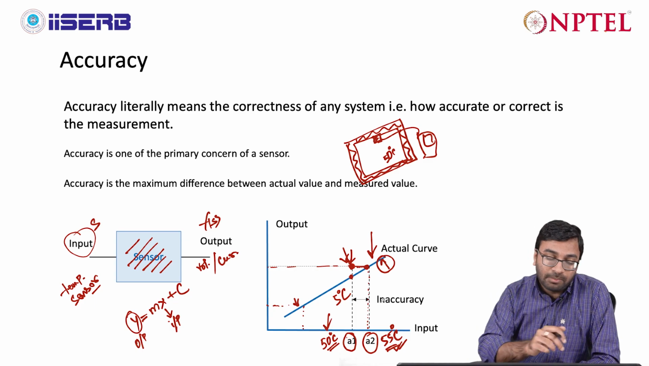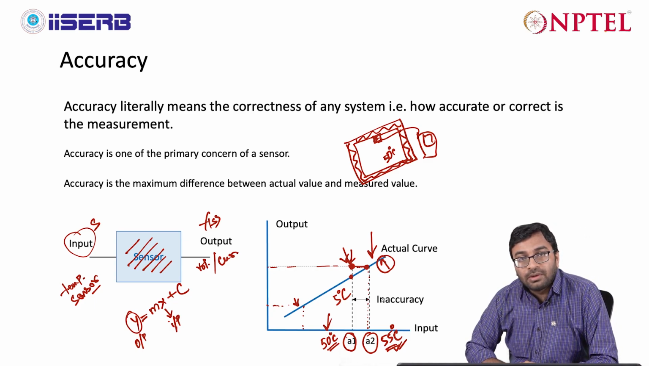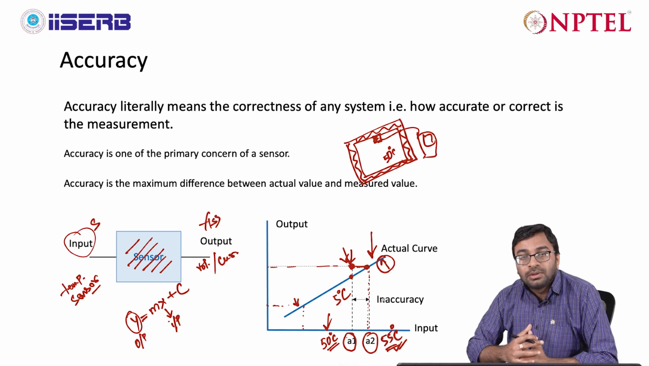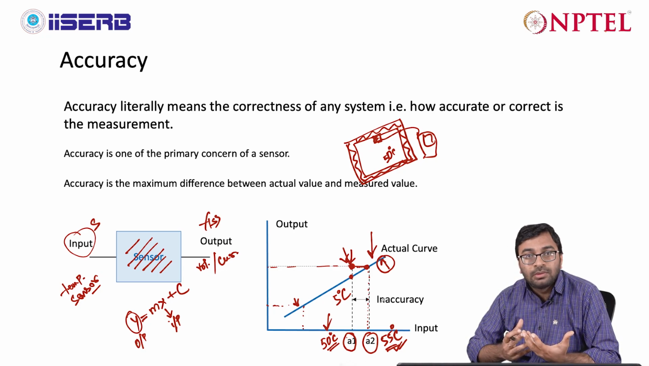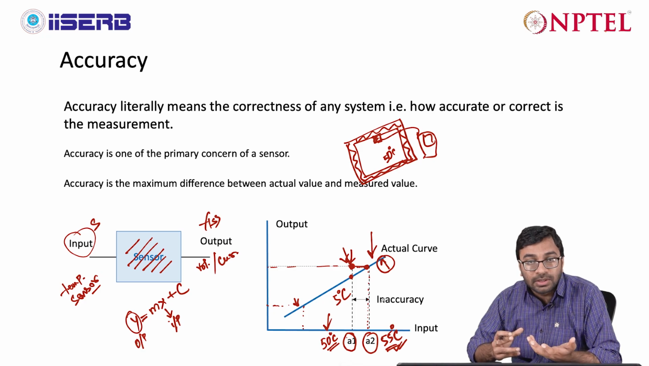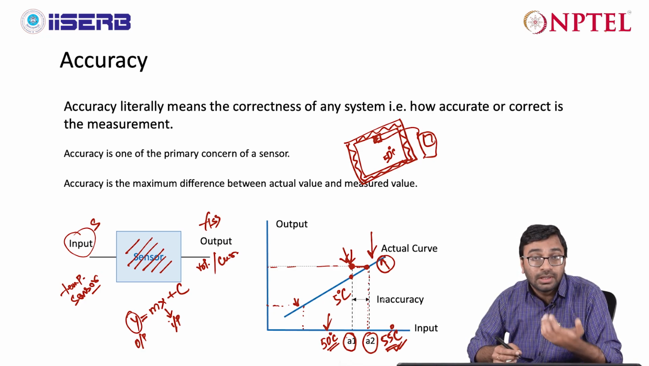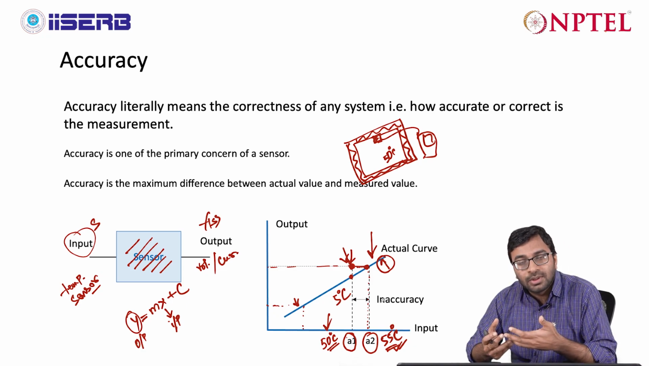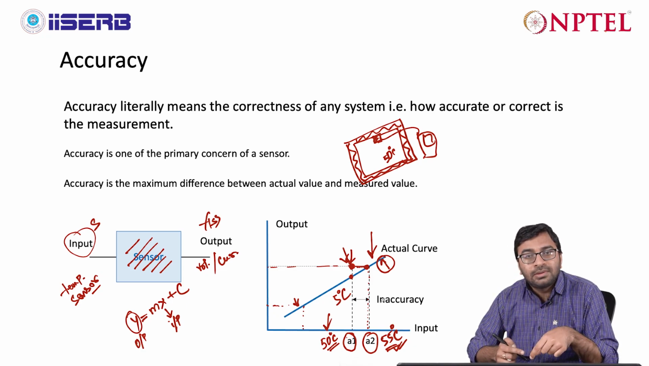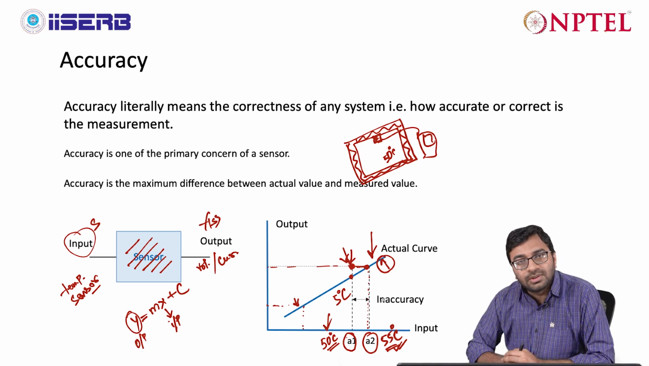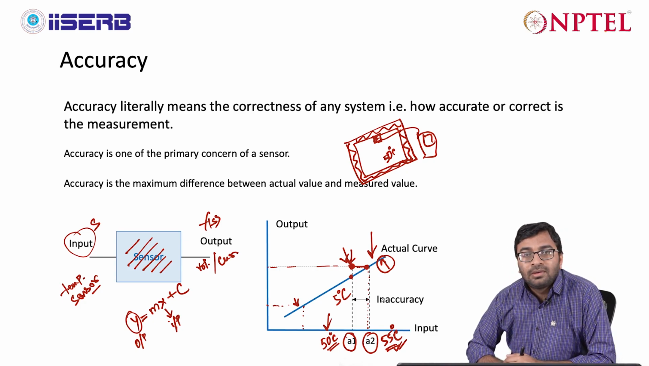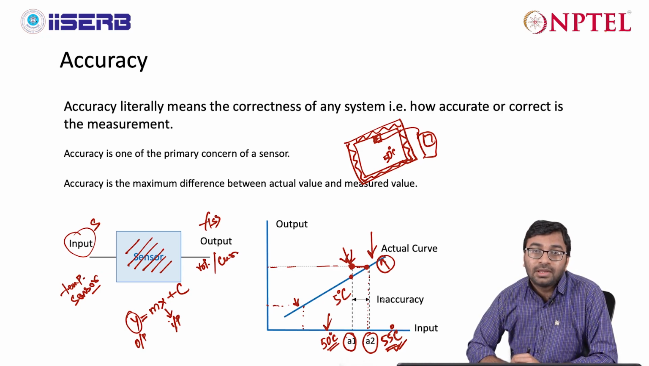Why? Because if you have a temperature sensor, it will also get influenced by other parameters of the environment where it is placed. Other parameters meaning, for example, humidity or some other disturbance which actually influences the temperature sensor response. So in many cases you will find that the sensor is not 100% accurate, but it should be very highly accurate, say 99%, 98%, depending on the application.